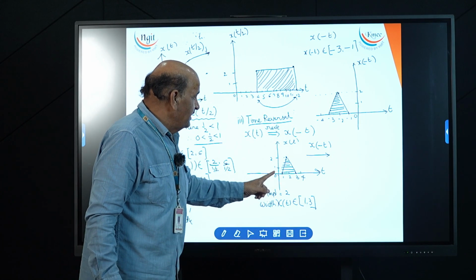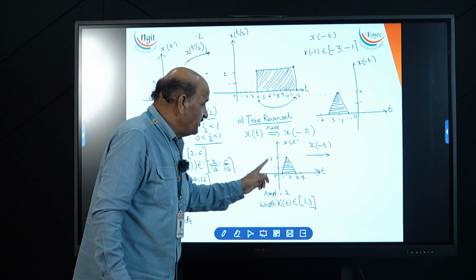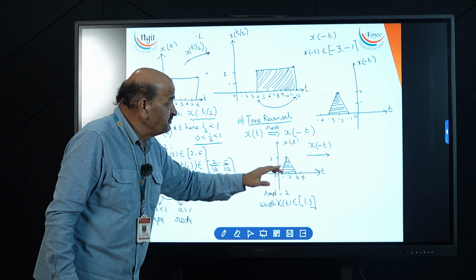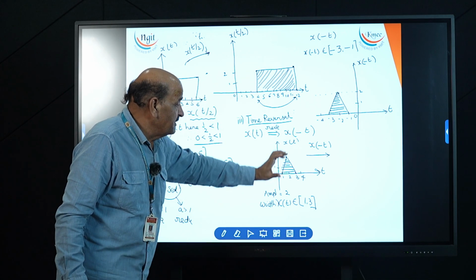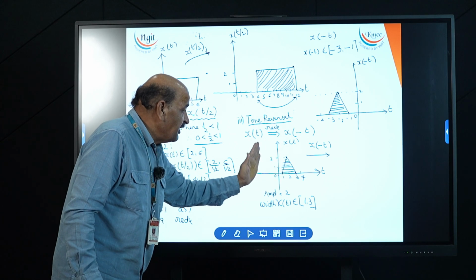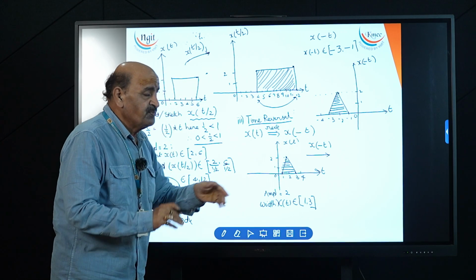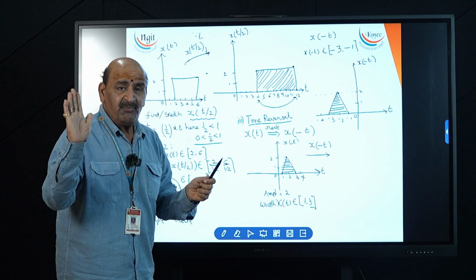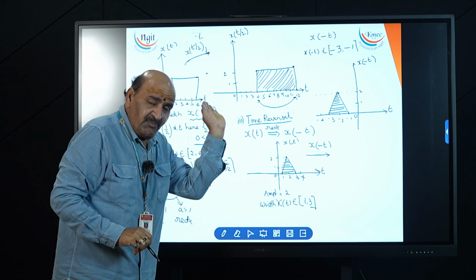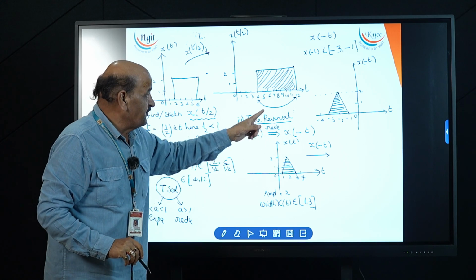Now just look at, in the given signal, this is on the right hand side on the positive axis. By using the time reversal concept, the same signal is appearing on the negative axis. The positive axis signal is now appearing on the negative axis. If it were given a negative, it would appear on the positive axis.